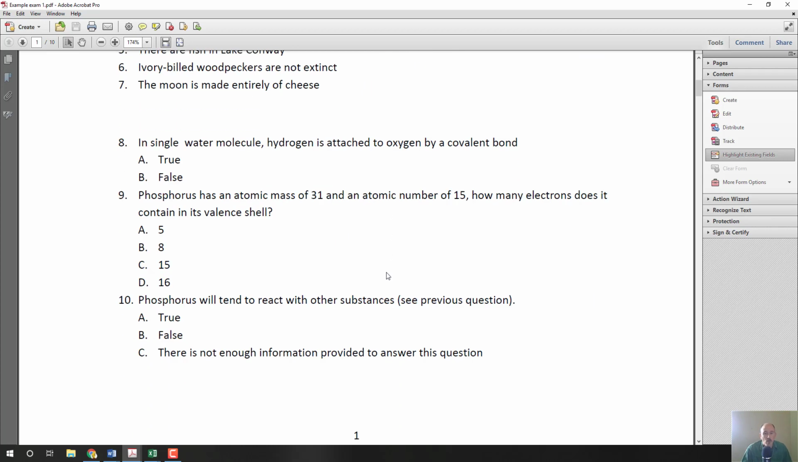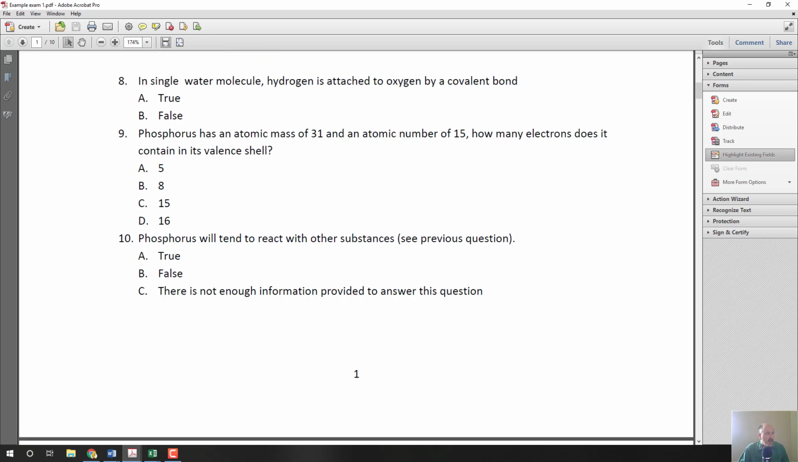Number 8. In a single water molecule, hydrogen is attached to oxygen by a covalent bond. How do we answer that? The answer to that is false. In a single water molecule, hydrogen is attached to oxygen via a polar... I'm sorry. Hold on. I screwed that up. Let me reread. I screwed up my own test. In a single water molecule, hydrogen is attached to oxygen by a covalent bond. Yes, that is true. Sorry, that is true. Between water molecules is a hydrogen bond. So in a single water molecule, there is a polar covalent bond.